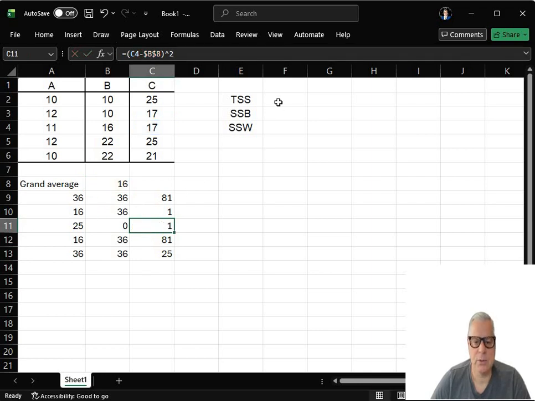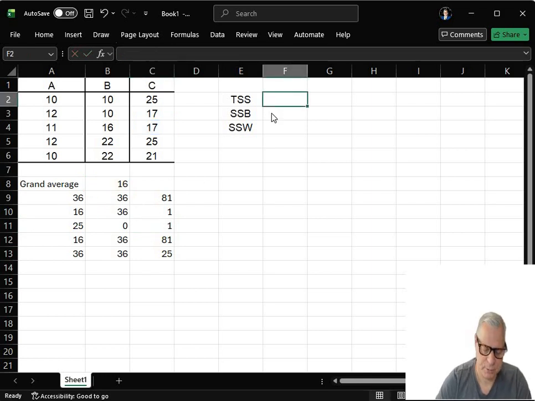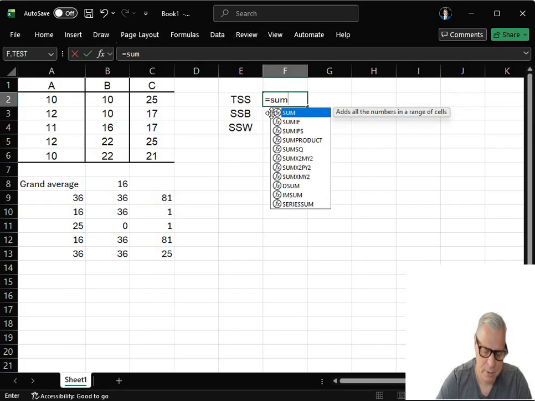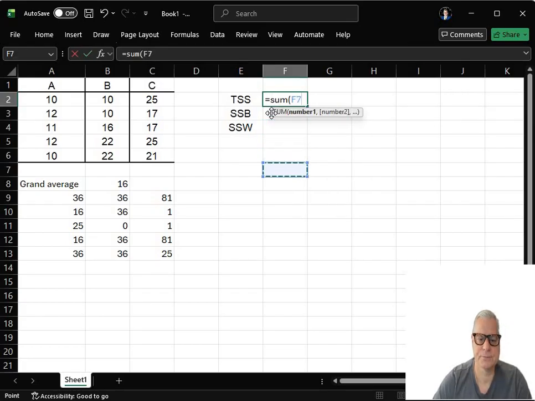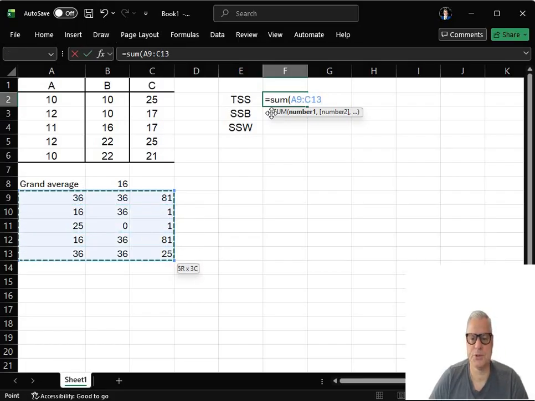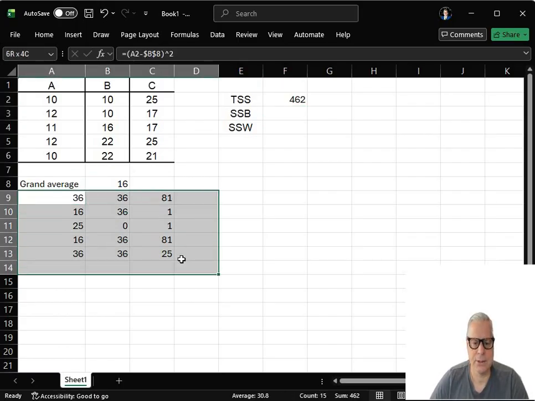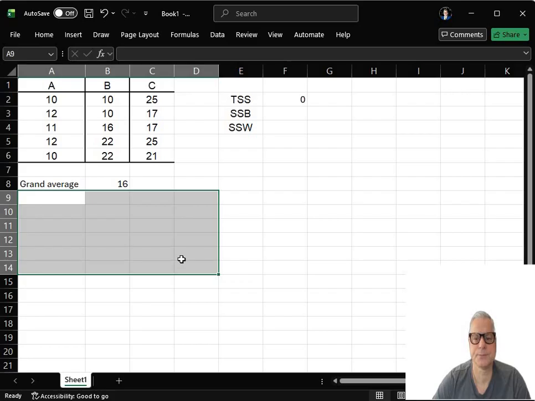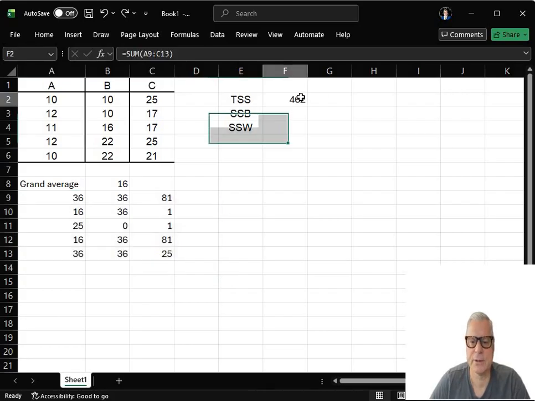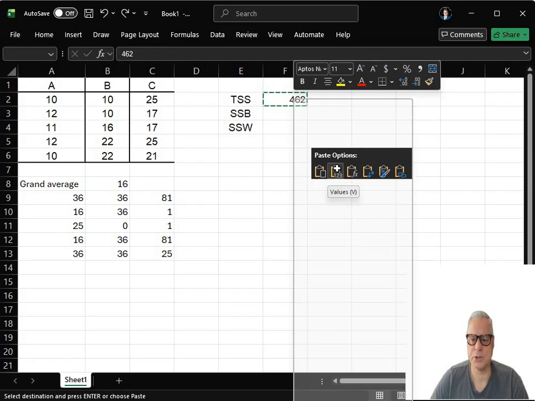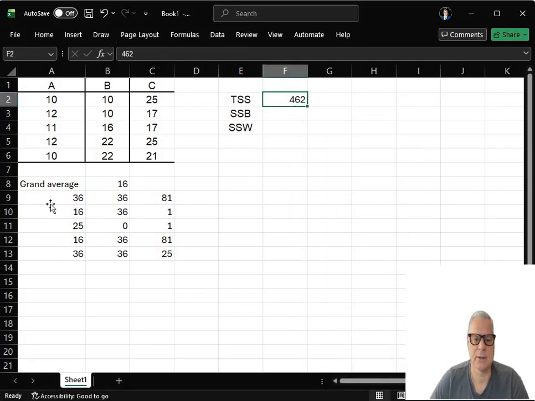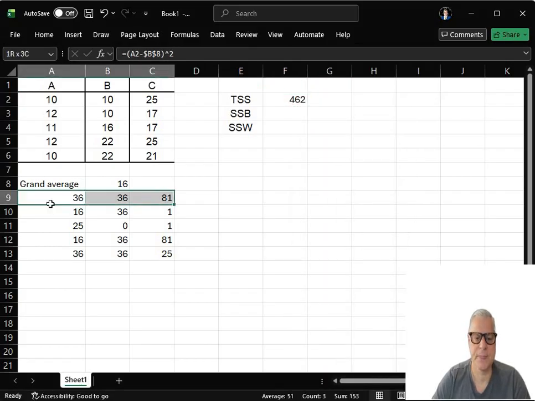So now the total sum of squares is equal to the sum of those observations. So that's 462. Okay, great. So now we are done with this one. Oops, maybe I should have removed the formula. Control copy, paste special, values. That copies only the values.